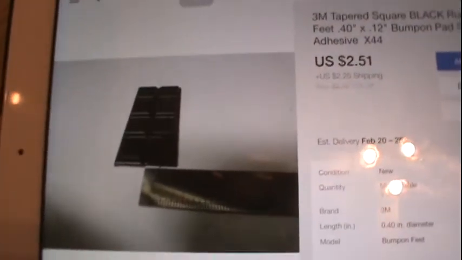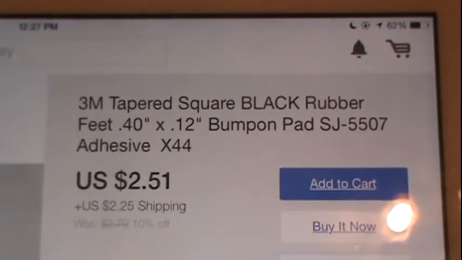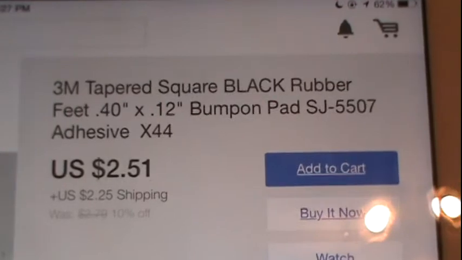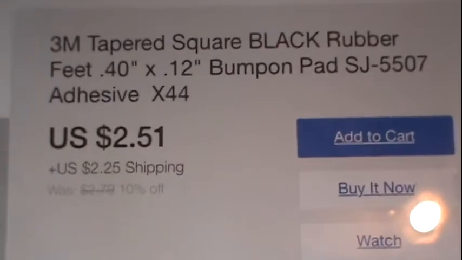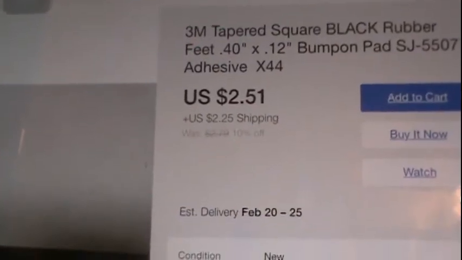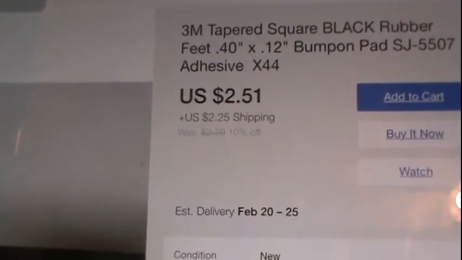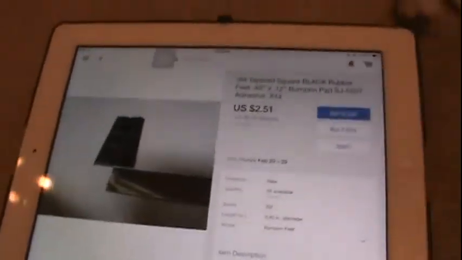Alrighty, people, I found a place on eBay where I can get some rubber feet. Some 3M tapered square black rubber feet, 0.4 inches by 0.12 inches, bump-on pad adhesive. It's $2.51 plus $2.25 shipping, which comes to about $4.76. That's pretty good for this repair. So, I already got the rubber feet I need to replace, and they are black as well.